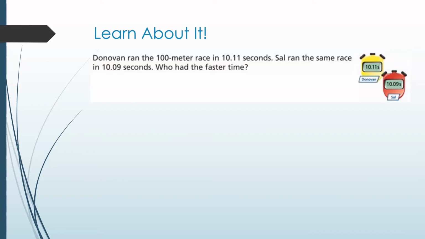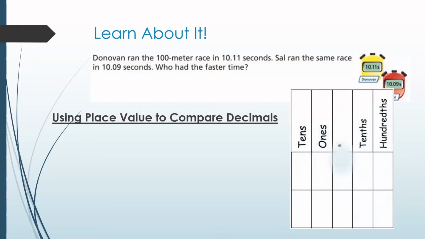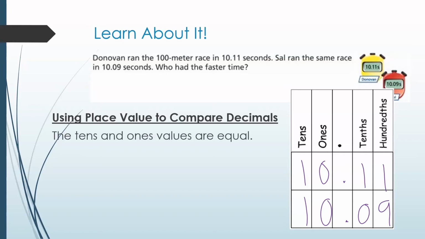The next strategy that we'll look at to compare decimals is using place value. Let's start with a place value chart and write in our times. Donovan ran the race in 10 and 11 hundredths seconds. Sal ran the same race in 10 and 9 hundredths seconds. When comparing decimals, you begin by comparing the largest place value first, which in this case is the tens place. But both the tens and ones place are equal.